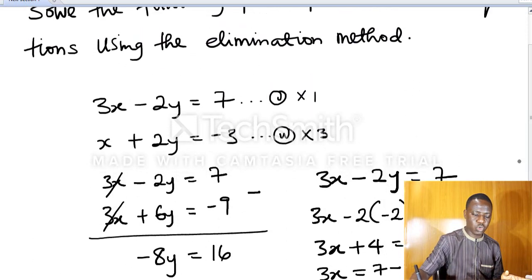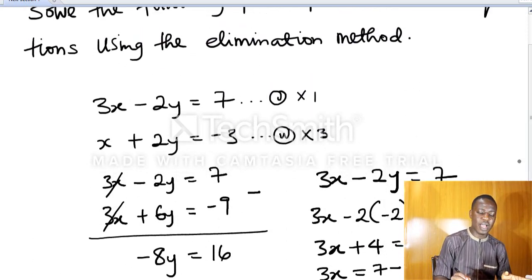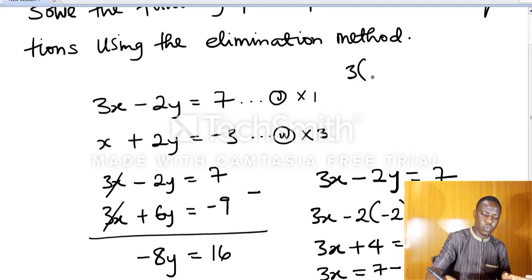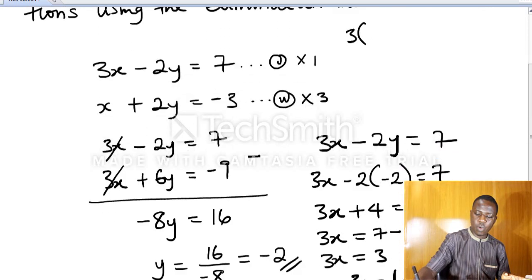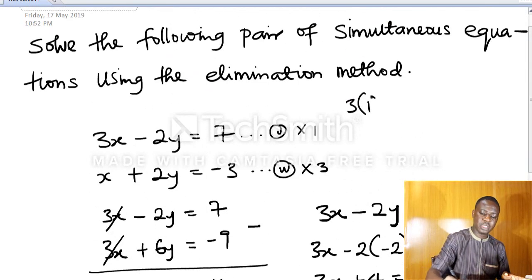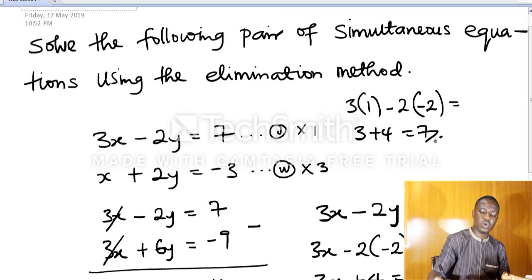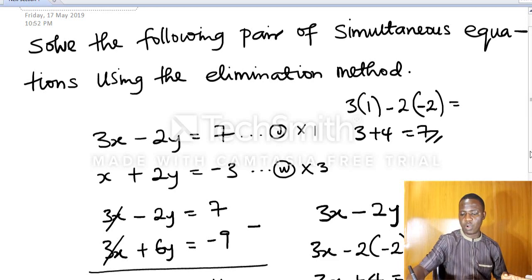And when you substitute into these equations, it gives you your values of 7 and -3 respectively. So let's try it and see. This becomes 3 into bracket, we said we got our x to be 1, so that is 3 into 1 minus 2 into -2. Let's see if it's going to return 7. This becomes 3 minus 2 times -2 is plus 4, and 3 plus 4 is what? 7. So that shows that our values for x and y in equation 1 are correct.